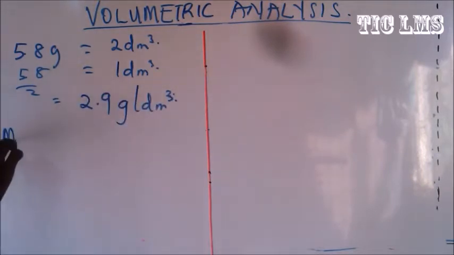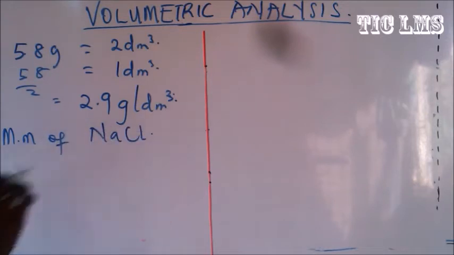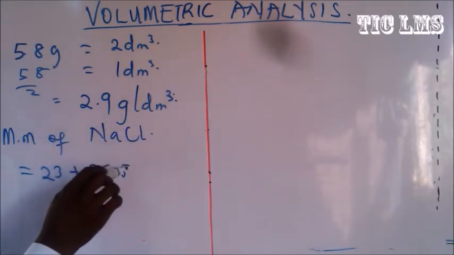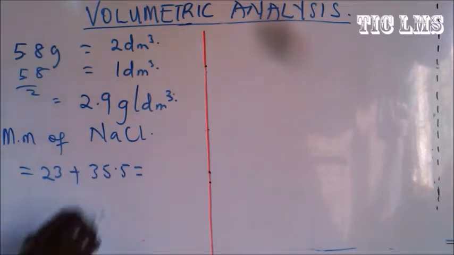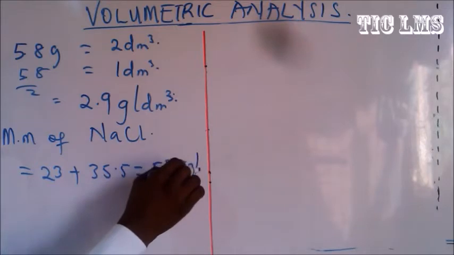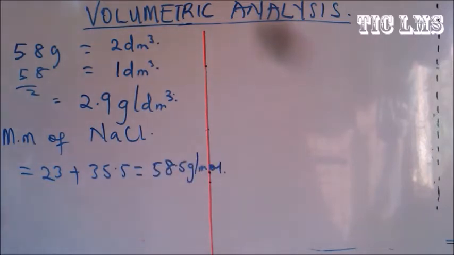Next is to find the molar mass of our salt, which is sodium chloride. So sodium is 23, chlorine is 35.5, and that gives a total of 58.5 grams per mole. Here is the molar mass.